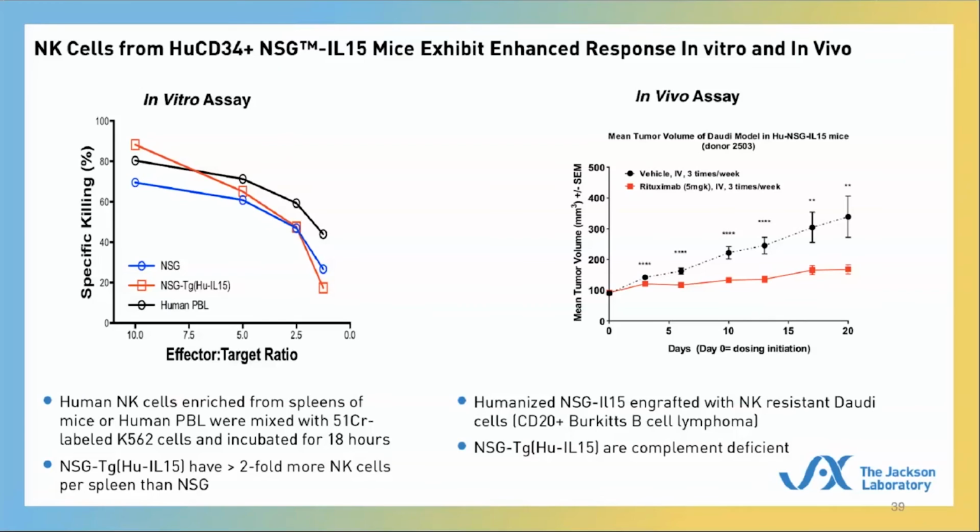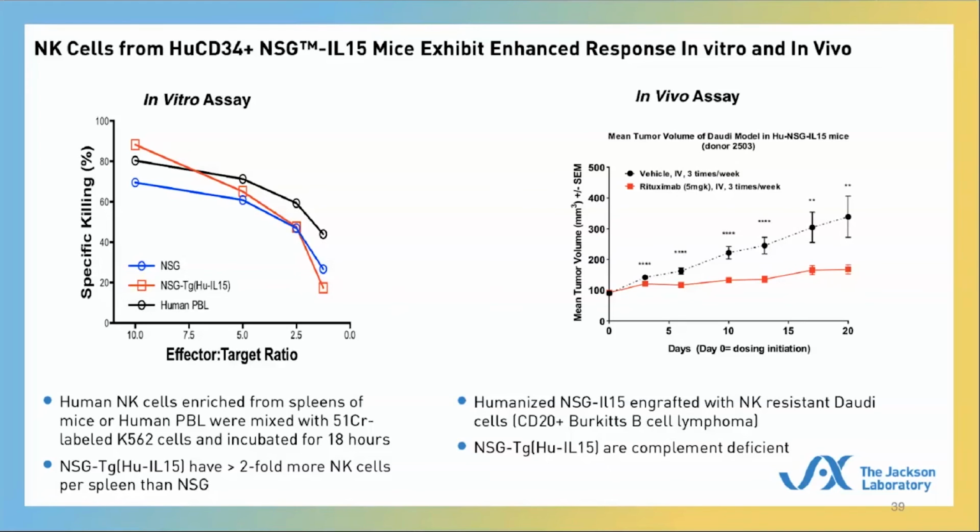In this case, we sacrificed many more mice to actually obtain the same numbers as we compared to the NSG-15. And in vivo as well, in this case, we used DODI cells, which are NK resistant, and we treated those mice with rituximab. One of the mechanisms of function of rituximab is thought to be ADCC. So the thought is that in these mice that express functional NK cells, you will see ADCC-mediated tumor growth inhibition, which is actually what we see as well.